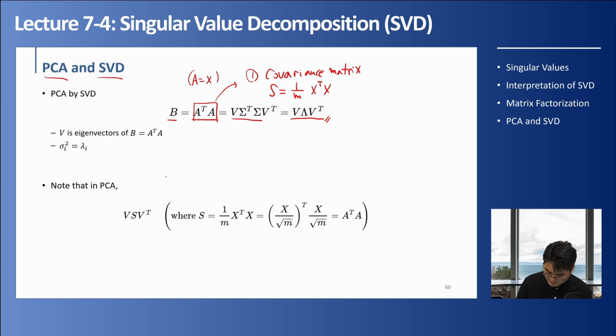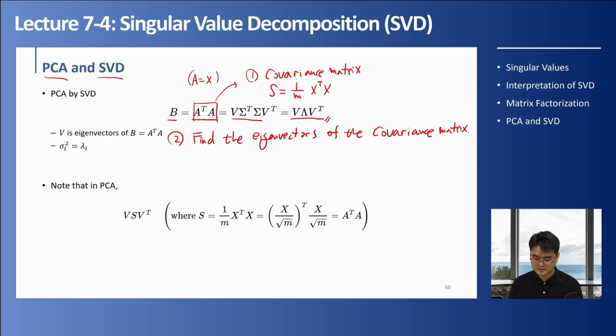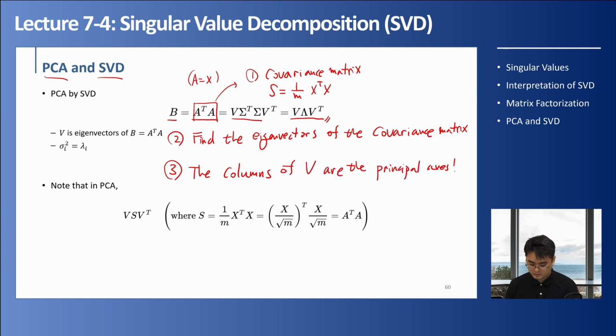Therefore, we can simply find the eigenvectors of the covariance matrix we calculated here. That means the columns of V are the principal axes. So therefore, when we're doing SVD, and especially when we're calculating A transpose A and finding the eigenvectors here, the V matrix actually gives the principal axes. So we can also find the principal axes by using singular value decomposition.